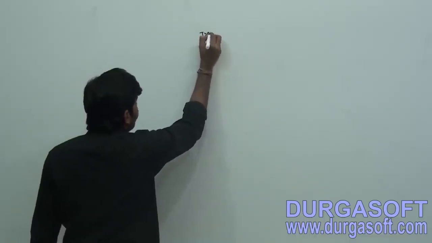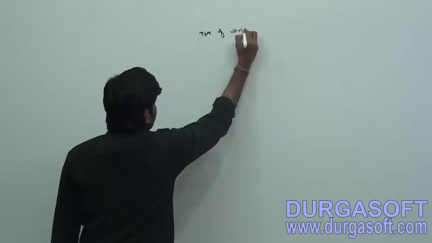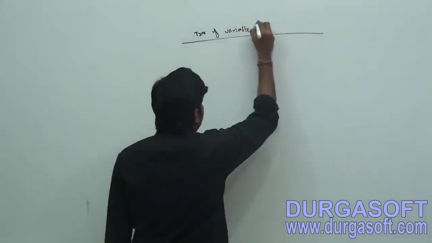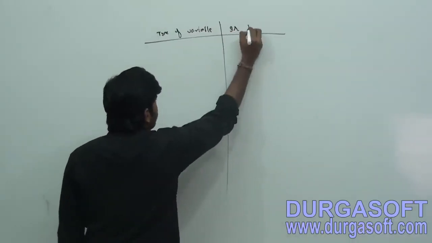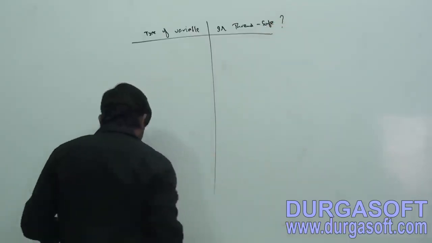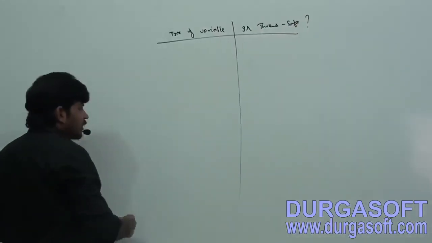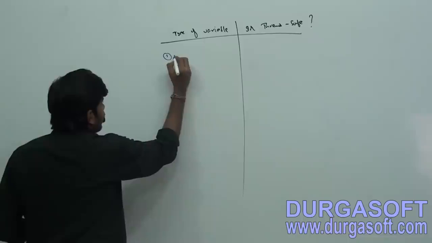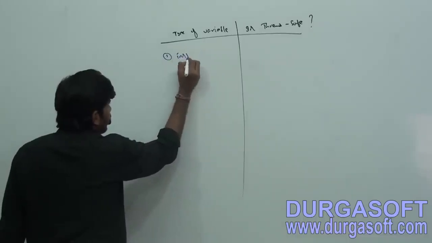So, type of variable, just a matter of one minute, just observe. For each type of variable, is it thread safe or not? Sir, first category, instance variables.